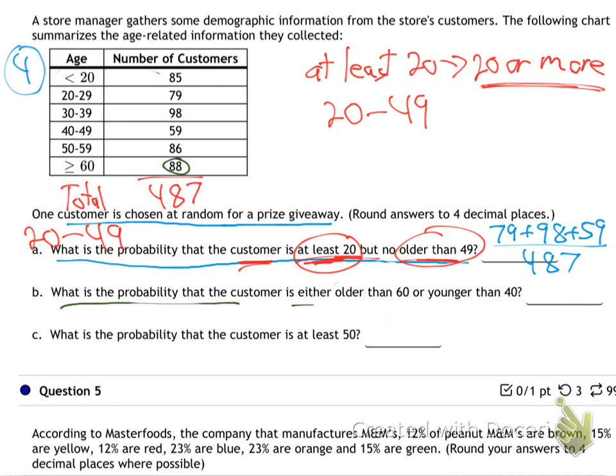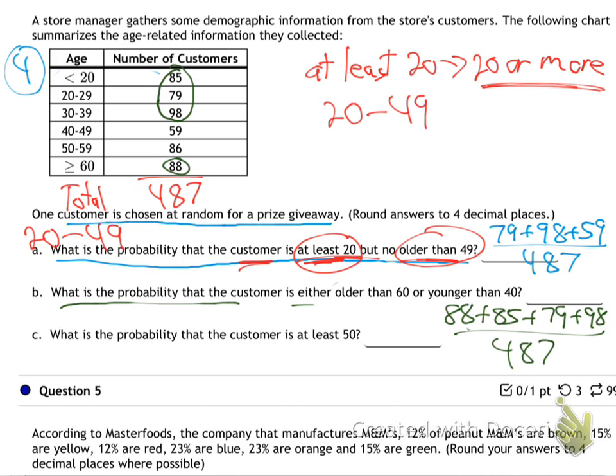Well, that's those three categories, isn't it? So it's going to be 88 plus those other three. Kind of run out of room here. It's 88 plus those other three categories. 85, 79, 98 over the total. What was it? 487. Hit the buttons on your calculator. Is that good? Is it making sense? Am I going too quick? Is this good for you?